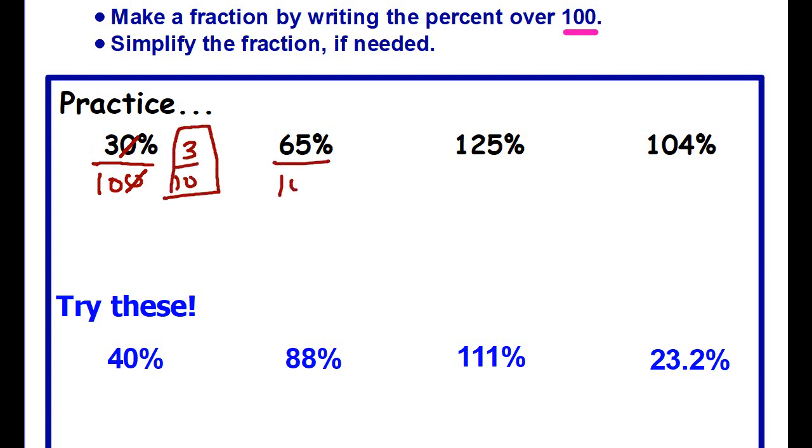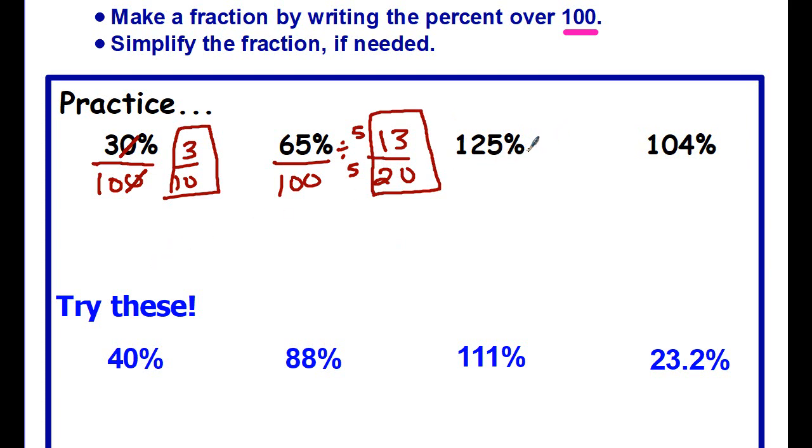65%, percent is out of 100, so that's our denominator. I know that I can divide both by 5, because we have to simplify. 65 divided by 5 is going to be 13. 100 divided by 5 is 20. Since 13 is prime, 13/20 is our simplified answer.